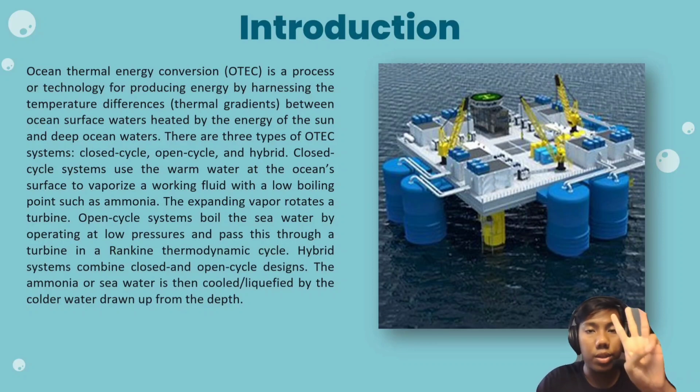We have three types of OTEC, which are the closed cycle, the open cycle, and the hybrid. The closed cycle uses ammonia as a working fluid, and the open cycle uses only the water inside the turbine that will be reheated throughout the Rankine cycle. The third one is the hybrid, which combines both closed and open cycle.